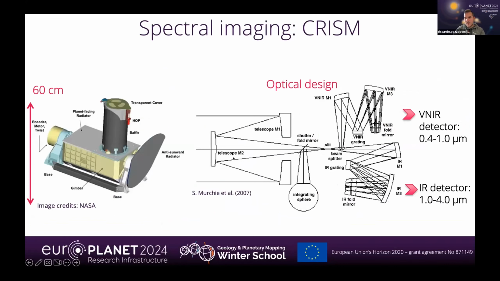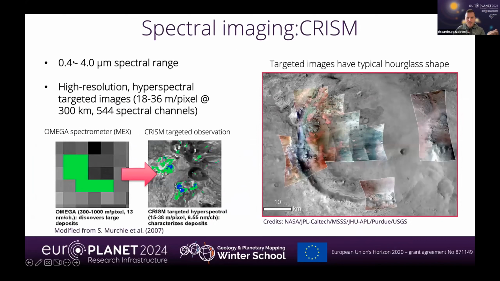This is how the instrument appears. Very, very complex optical design. It has two detectors, one in the very near infrared, close to the visible spectrum, and the other one in the infrared spectrum. This is the spectral range. It's very, very technical information, but still it's good to know. It's a high resolution, hyperspectral image.